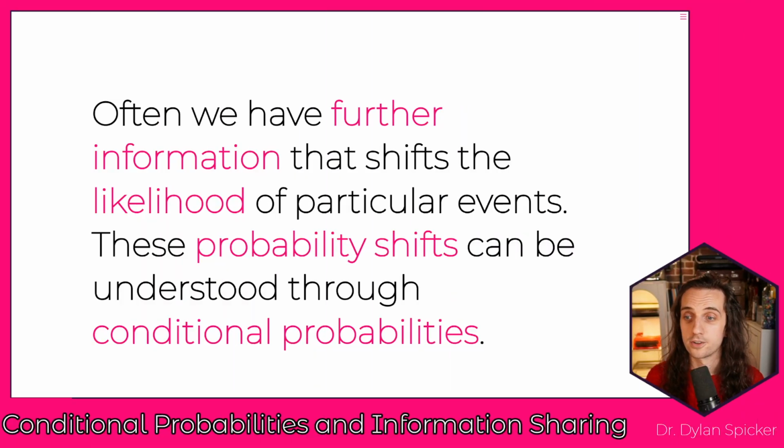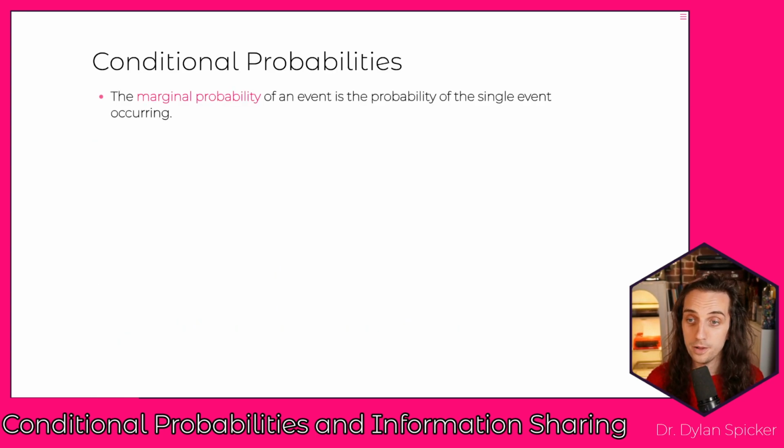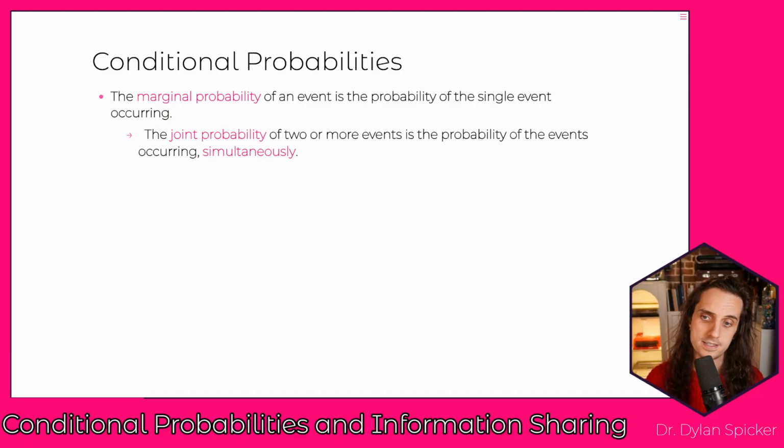So often we will have further information that's going to shift the likelihood of different events. These probability shifts can be understood through a topic known as conditional probability. And so what is conditional probability? Well, the marginal probability of any event is the probability that a single event actually occurs. So marginal probabilities refer to one single event.